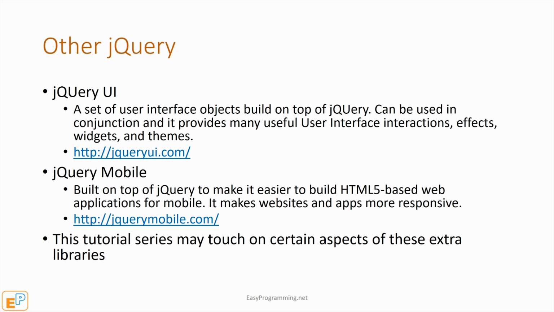And then there's jQuery Mobile, which is another interface built on top of jQuery to make it easier to build HTML5 based web applications for mobile. It makes websites and apps more responsive, and you can get more information at jQueryMobile.com. This tutorial series may touch on certain aspects of these extra jQuery libraries. These are just a few more built-in methods and objects that you can use in jQuery. So once you understand how to use jQuery, these will be extremely easy for you.